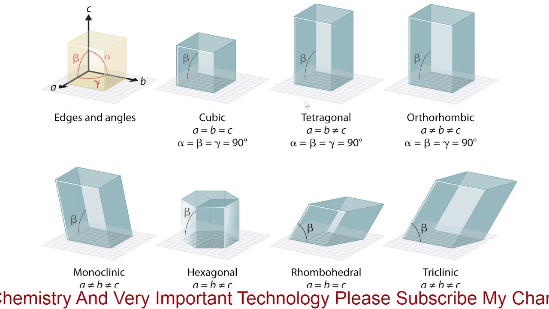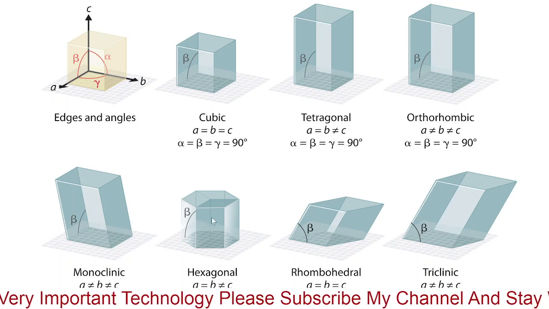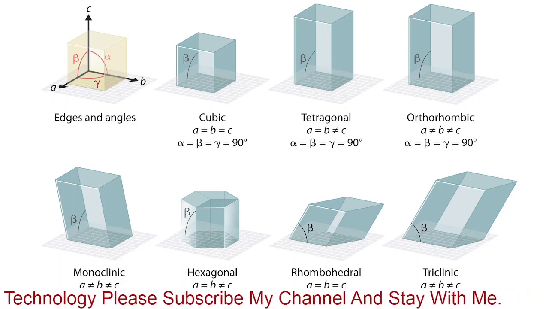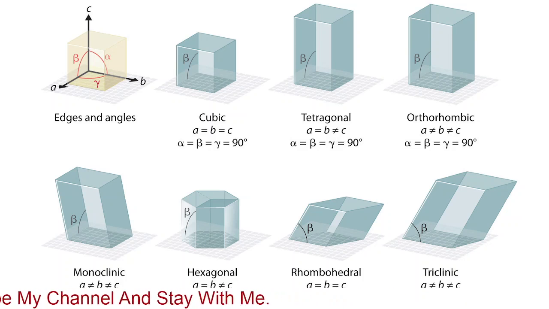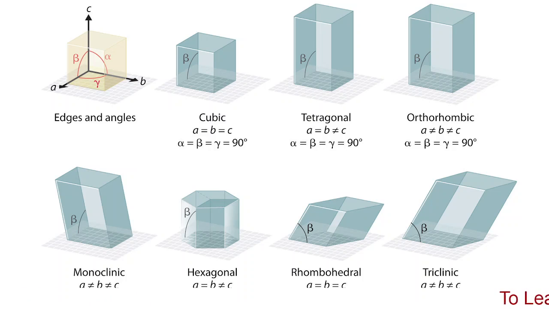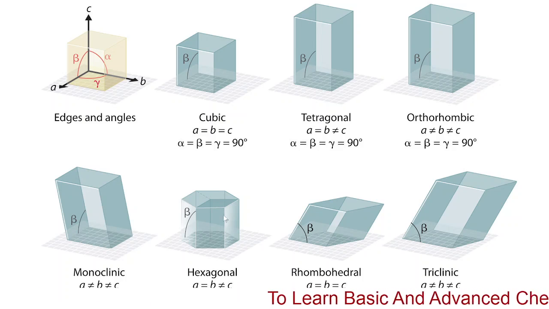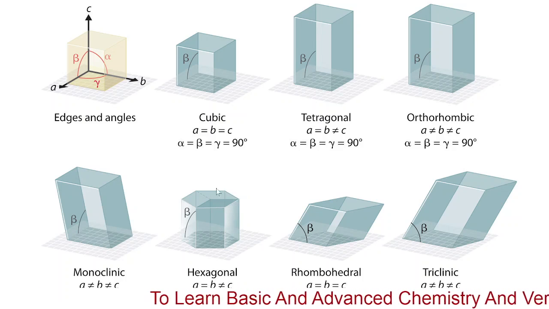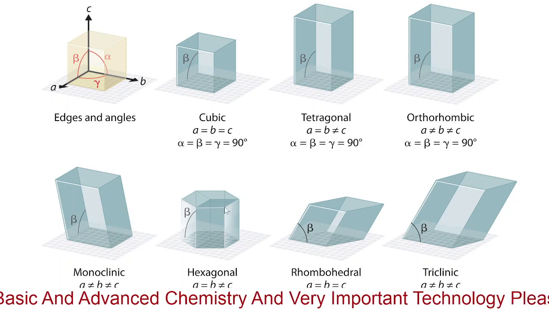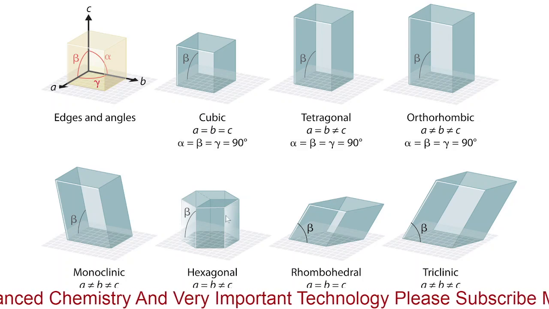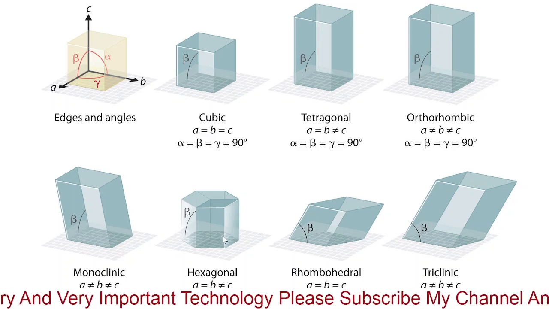In that case we have some similarity from this one to this one. A equal B not equal to C, and then alpha equal beta equal 90 degrees, and one angle is 120 degrees. We had all the angles 90 degrees, but here one angle is 120 degrees. So that is hexagonal. So 1, 2, 3, 4, 5, 6, you can see 6 points or 6 ends on this side. Hexagon, all of you are familiar with this type of structure.